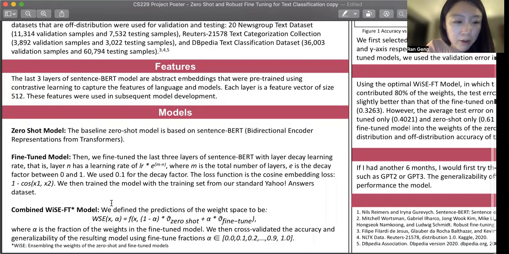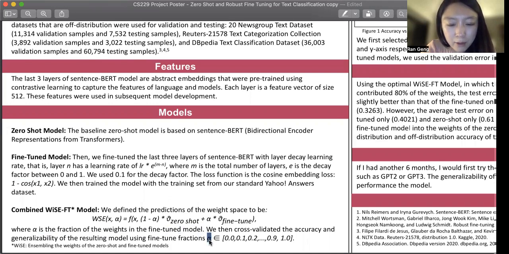We developed 3 models. The baseline model is a zero-shot model, which is basically sentence BERT. Then we fine-tuned these models by fine-tuning the last 3 layers of sentence BERT with a decayed learning rate. Then we combined these models with an approach we called WISE-FT. WISE stands for ensembling the weights of zero-shot and fine-tuned models. It sounds complicated, but the idea is simple. It's basically taking the weighted average of the weights of the zero-shot and fine-tuned model. We use alpha to represent the fraction of the weights of the fine-tuned model. Therefore, 1 minus alpha is the fraction of weights in the zero-shot model.